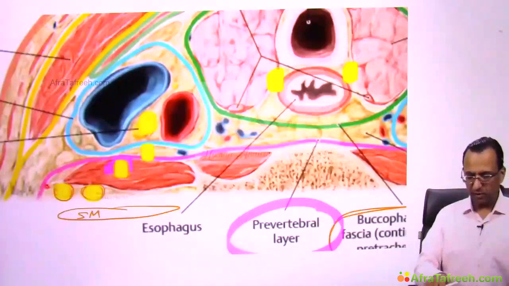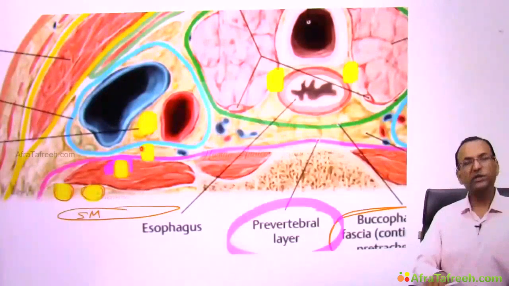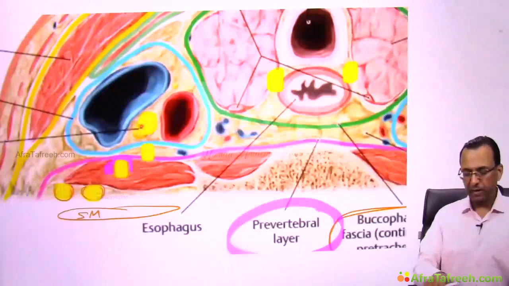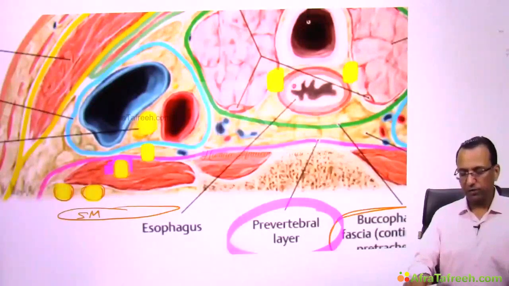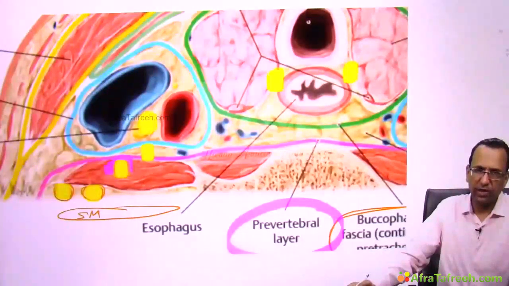So just have some orientation. Most posterior is the brachial plexus. In front of the scalenus anterior is the phrenic nerve, and behind the carotid sheath is the sympathetic chain. Within the carotid sheath is the vagus nerve, and in the tracheoesophageal groove it is the recurrent laryngeal nerve, a branch of the vagus nerve.